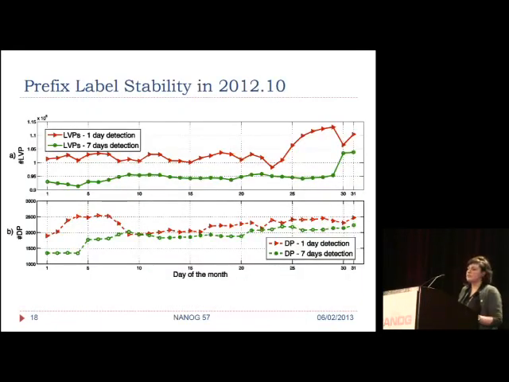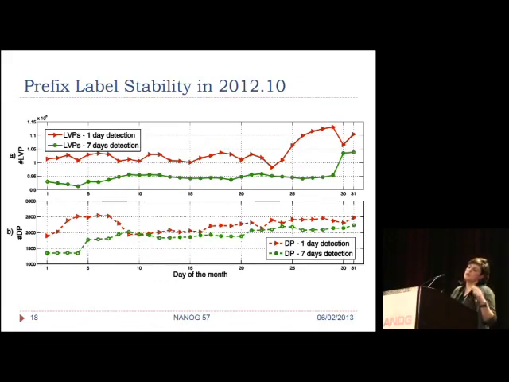Right, and then the question is, are these prefixes that we have tagged as limited visibility in one day, are there any changes from one day to the other? Do the prefixes just magically change their labels, or do they stably stay like that? And the answer is yes, they stably stay like that, because we have done the one-day detection, which you can see with red lines and red dots, and then the 7-day detection, which means basically taking the set for each day and making the intersection over 7 days.